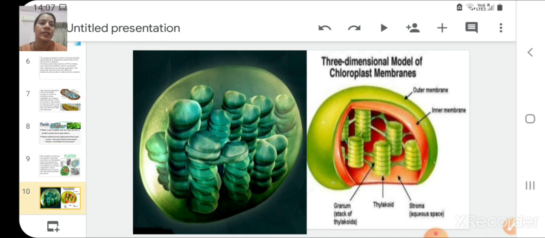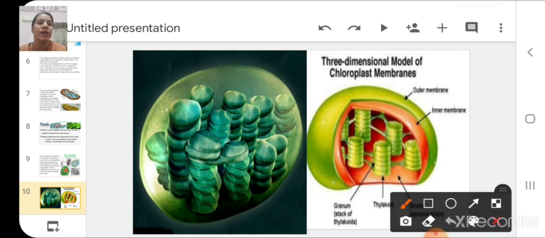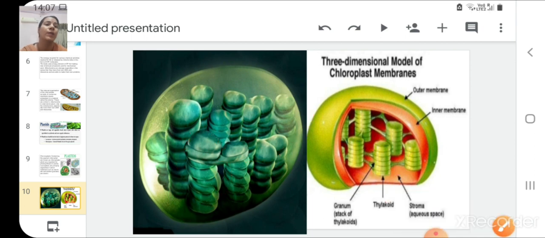Here you can see that this entire structure is a granum. This is one granum here, and the single unit here is a thylakoid. Similarly, you can see here also it is demarcated: a single unit is a thylakoid, whereas the entire structure is known as a granum. These grana are attached with each other with the help of lamellae. The internal aqueous or fluid space is known as stroma.